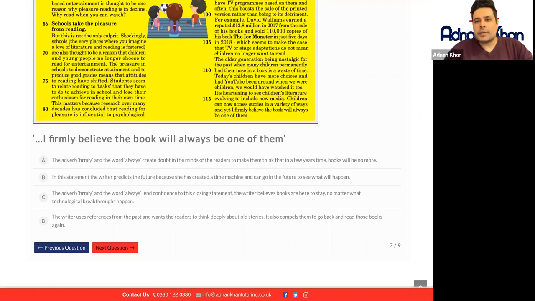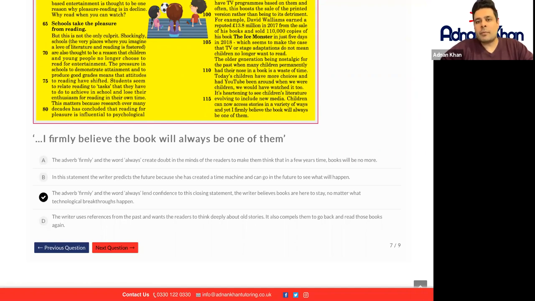Okay, so let's have a quick look. So good, in this case, this statement will refer to C. And the reason it will refer to C is because, and Ayan, thank you very much for that, you got that answer right. The adverb firmly and the word always lend confidence to the closing statement. The writer believes books are here to stay, no matter what technological breakthrough happens.